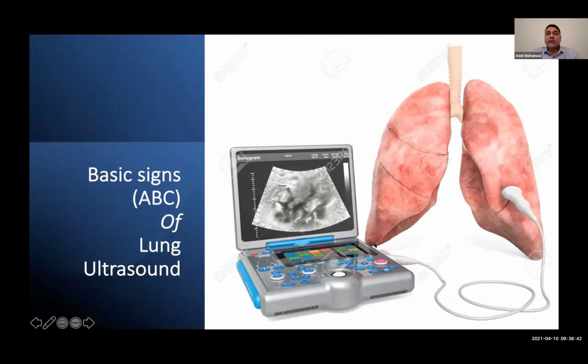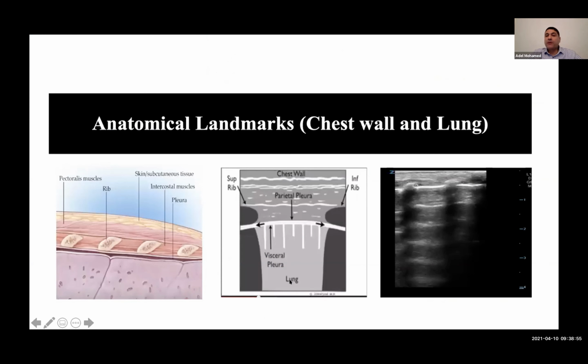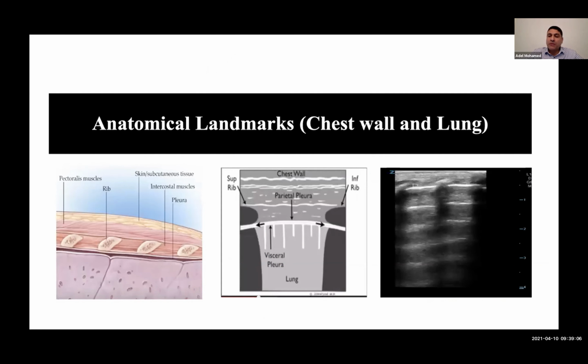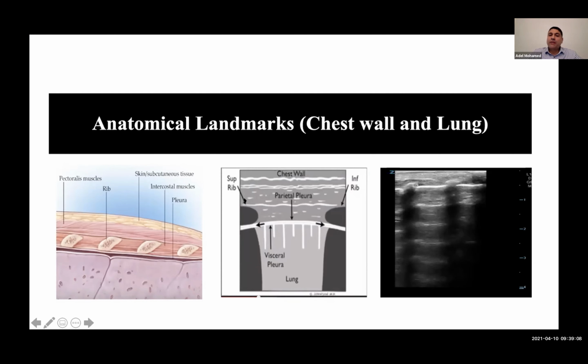What about the basic signs that you will see? Now we learned which probe, which machine, where to put the probe on the chest, and what you will be seeing in different lung pathology. The first part I need to share with you is that you have to identify the landmarks for lung ultrasound. The minimum is that you capture 2 ribs, 1 upper and 1 lower, and at least one intercostal space.